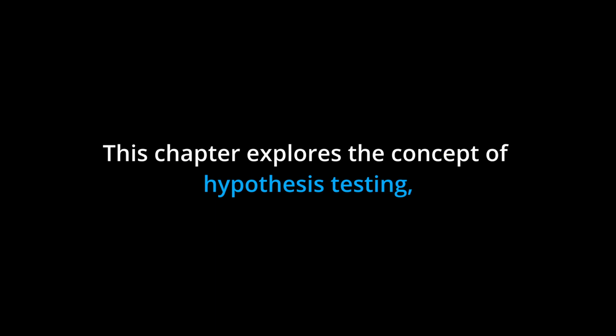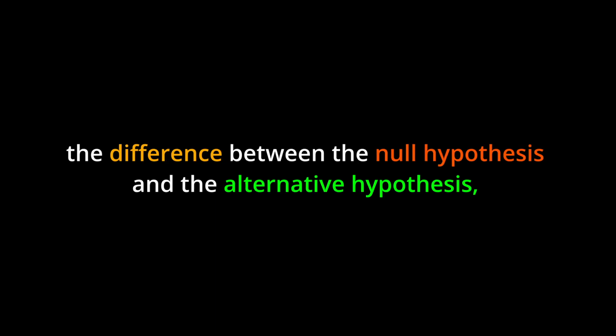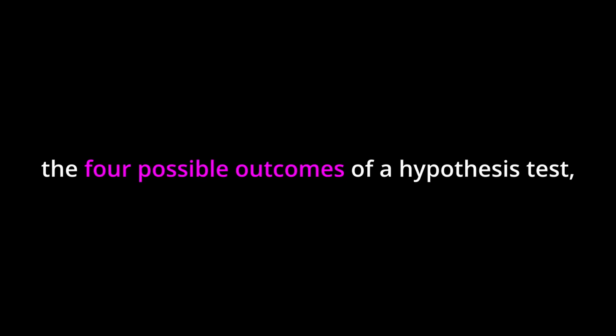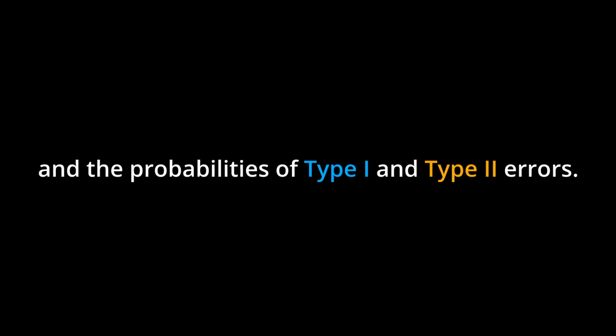This chapter explores the concept of hypothesis testing, the difference between the null hypothesis and the alternative hypothesis, the four possible outcomes of a hypothesis test, and the probabilities of type 1 and type 2 errors.